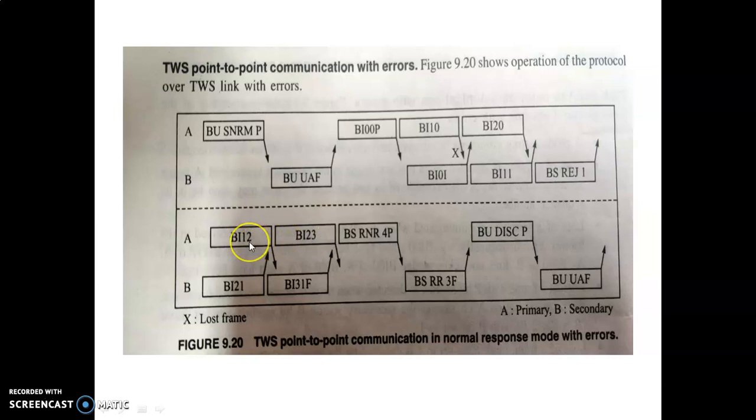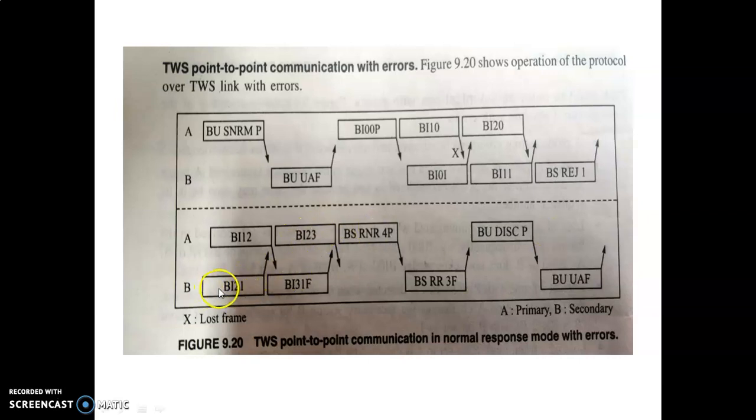Why is this 2 over here? Because it has received I0 and I1 from B, so it is expecting I2. This 2 is actually telling RR2, that is, it wants I2. And then it sends I2. Why is it 3 over here? Because just before it sent this frame, it had received I2 from the other side. That's why it is saying send me the next frame. That is RR3, that is, it is asking for the I3 frame.